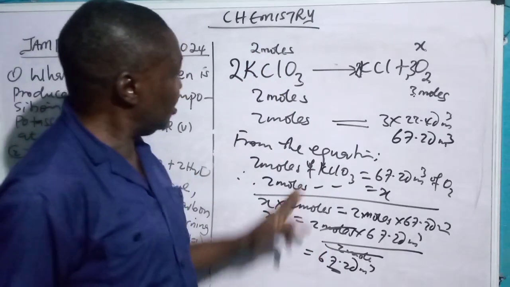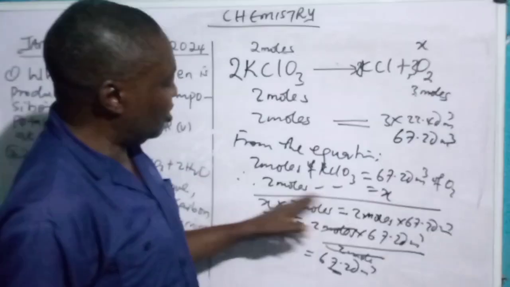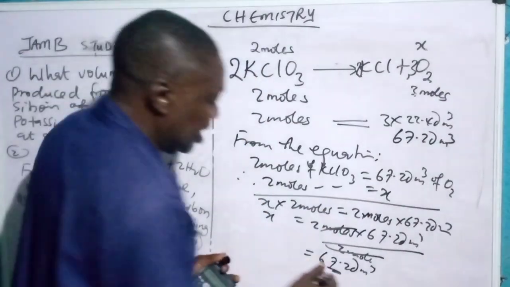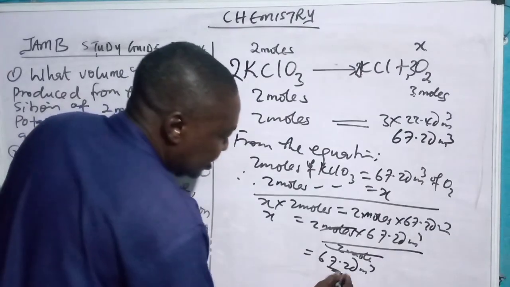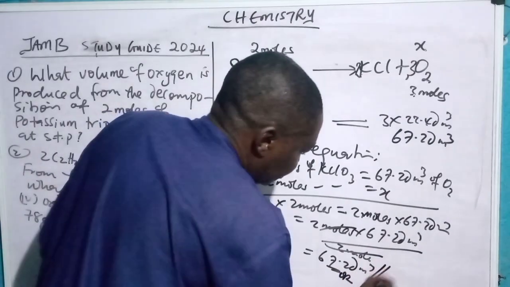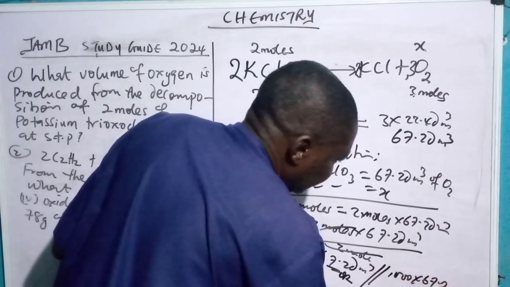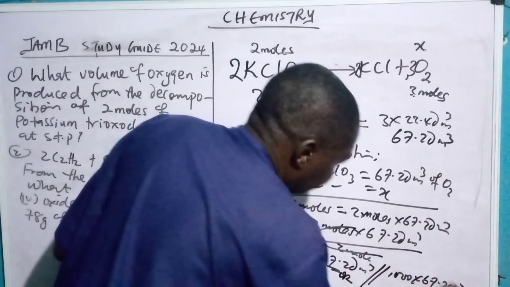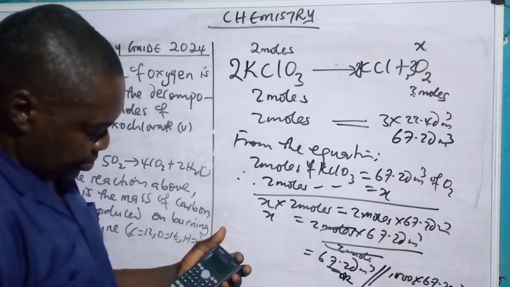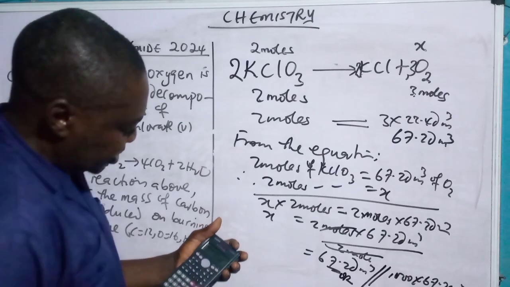You divide, then cross multiply. Use the same method to get 7 moles of this, then cross multiply. So if your answer is not in the options, you check either it should be this or 1000 times 67.2. It will now become cubic meters. Let's see what we have. Times 1000 gives you 67.